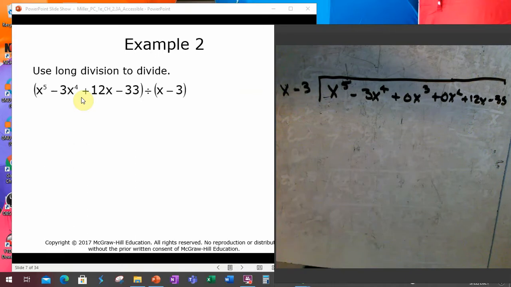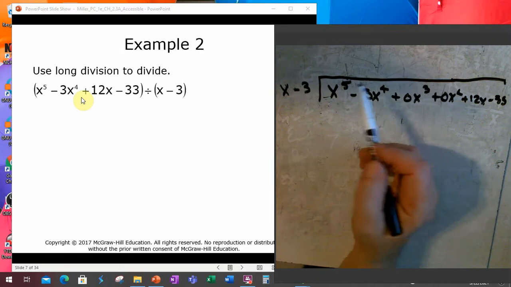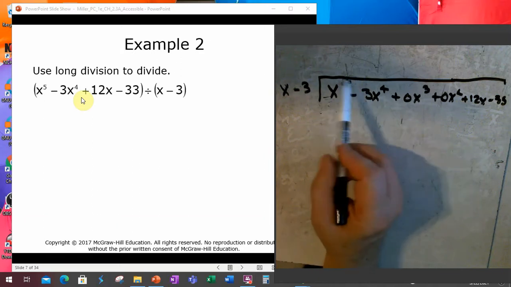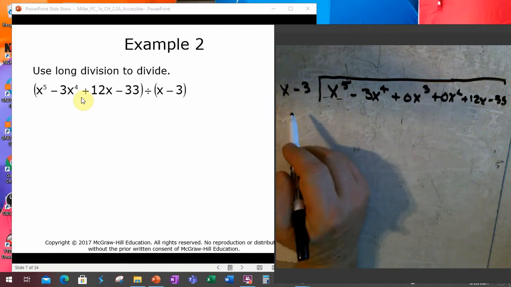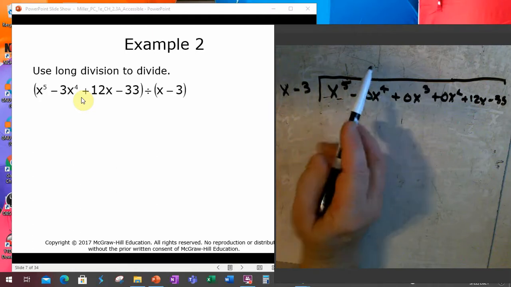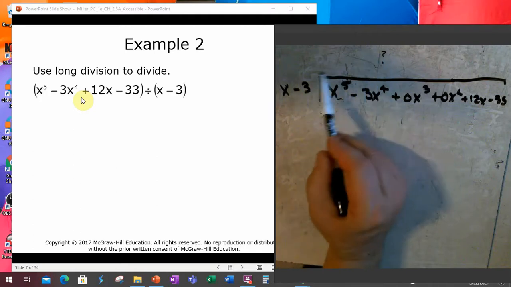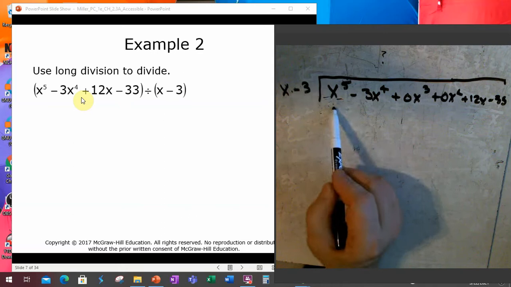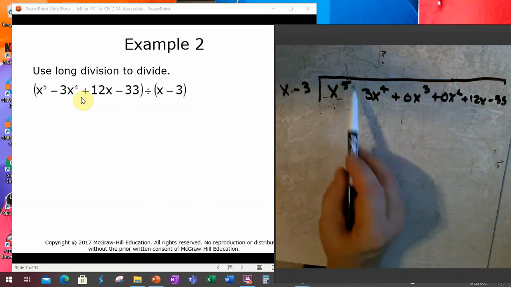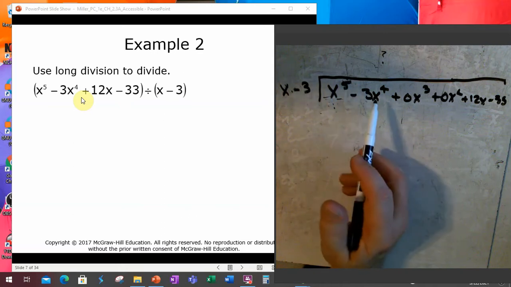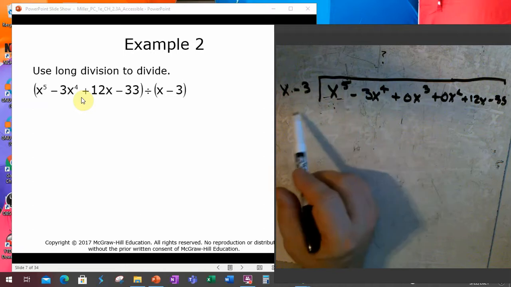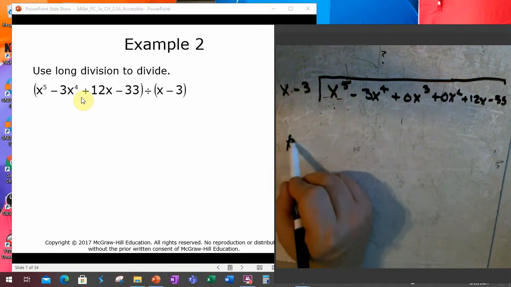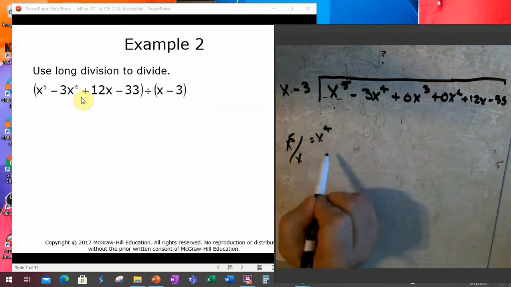Okay, and then I start. To do the long division, again, I want to focus on the leading term here. I want to start multiplying this times this, and the only thing I'm focused on is getting rid of x to the fifth. What times x is x to the fifth? If I'm not sure, I just go over here and do this division. That would be x to the fourth.